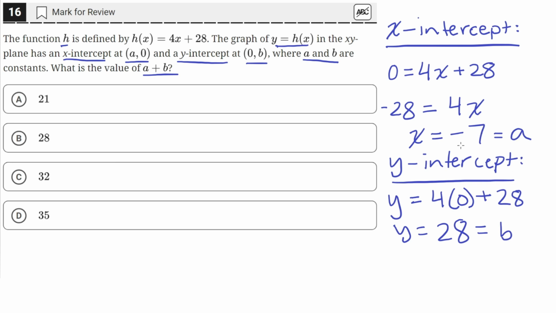So now we have the value of a and b. So we can just add those together. So negative 7 plus 28 is the same as 28 minus 7, which is just 21. So the answer choice is A, 21.